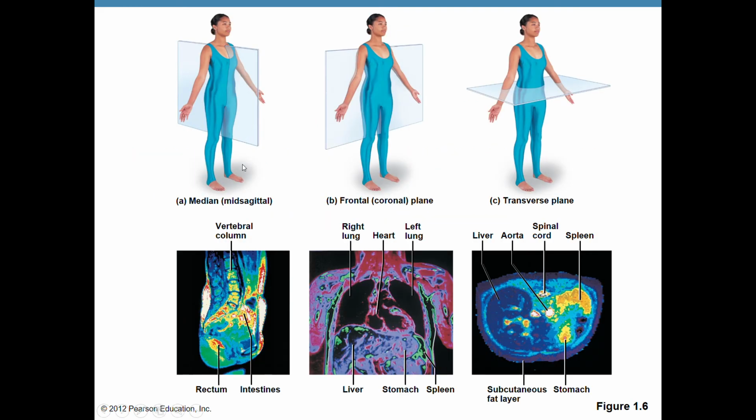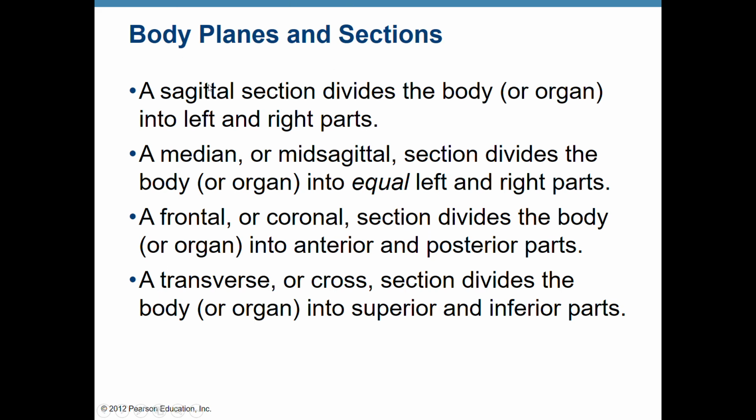So ito yung mid-sagittal. When we say sagittal, a sagittal section divides the body or organ into left and right parts. When we say a median or mid-sagittal section, it divides the body or the organ into equal left and right. So we say sagittal, left and right lang. Ang medial or mid-sagittal, equal left and right parts. If not equal left and right, that is now called parasagittal. So sagittal divides left and right. Median or mid-sagittal divides equal left and right parts. Parasagittal divides unequal left and right parts.